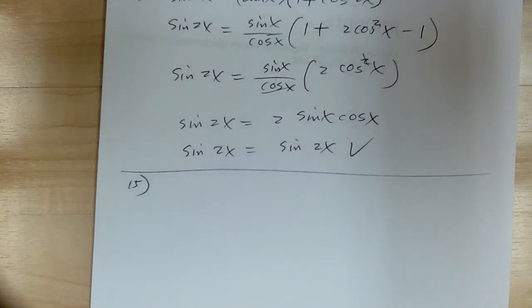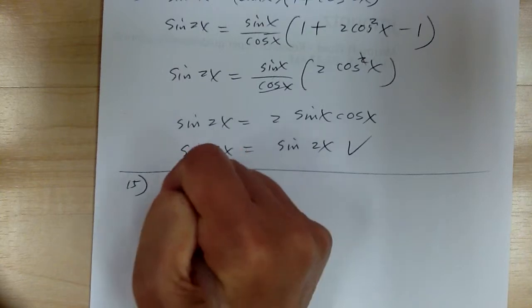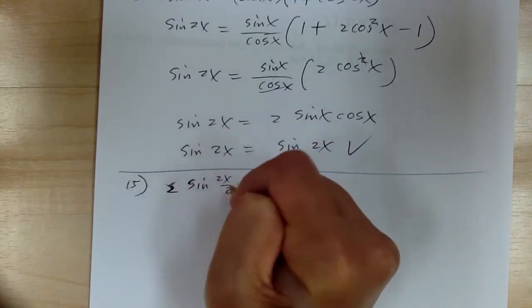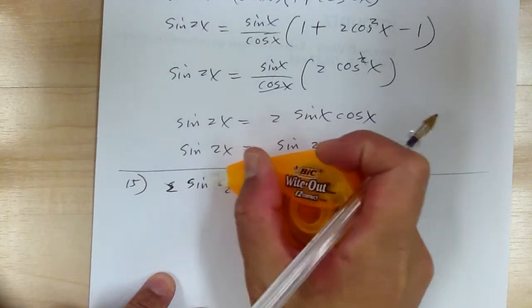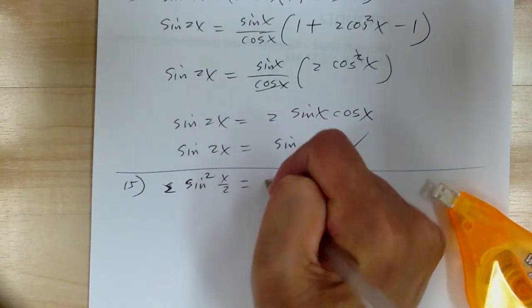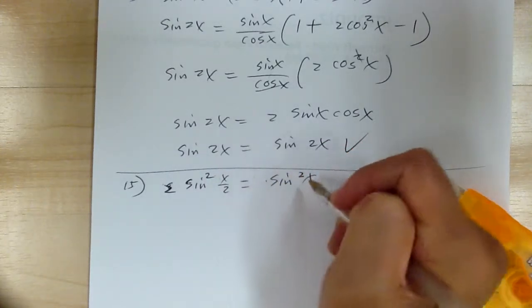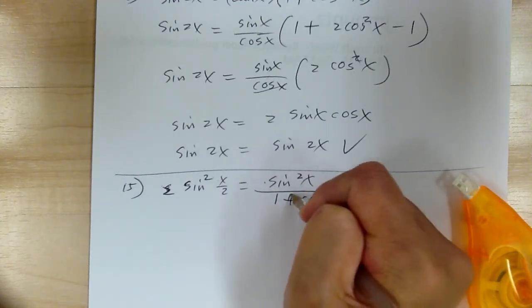Okay, number 15. Again, first copy the problem. So you got 2 sine squared x over 2. You have to be careful how you write these things over here. Is equal to sine square x over 1 plus cosine x.